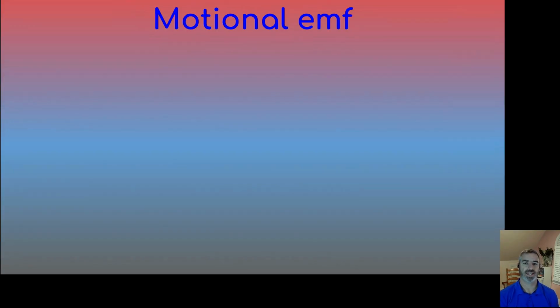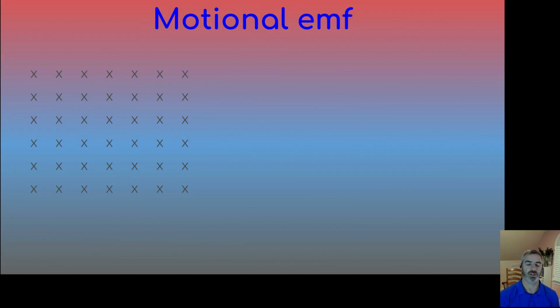Now, motional EMF just means that we're putting a conductor in motion. So if we look at our same magnetic field that's pointing into the page, and then we take a conductor and we move it through that magnetic field, what's happening is that the charge in the conductor through the magnetic field is moving. So as the rod of length L moves to the right, we can use the right-hand rule to show that the magnetic force is up on positive charges.